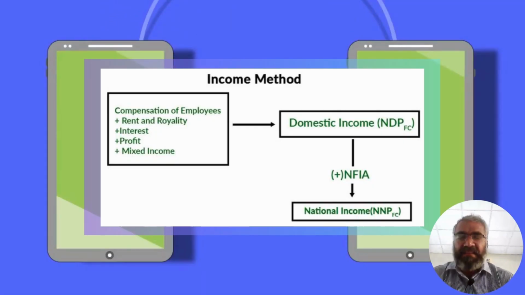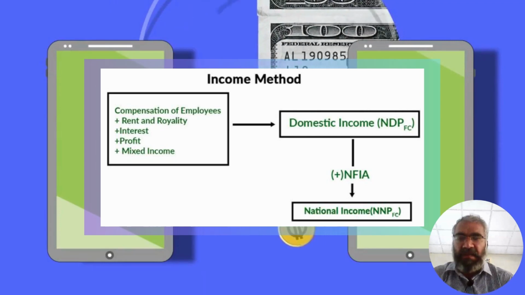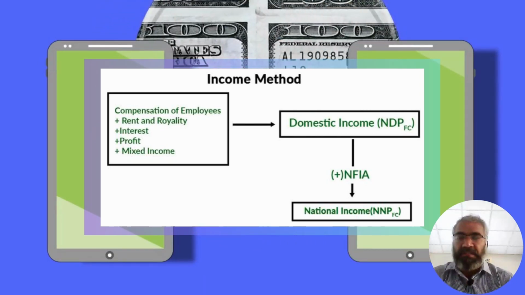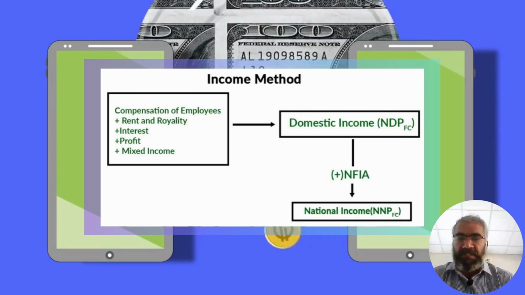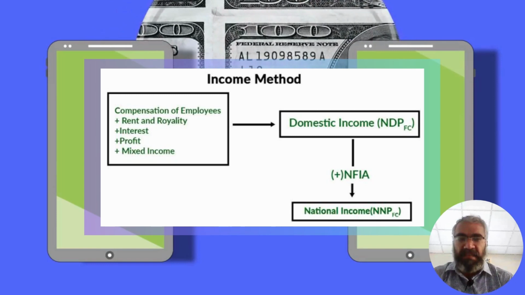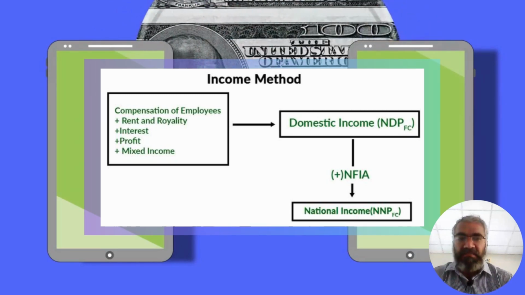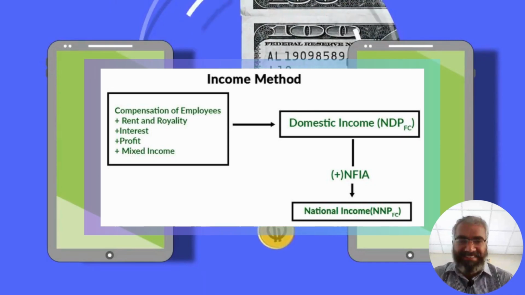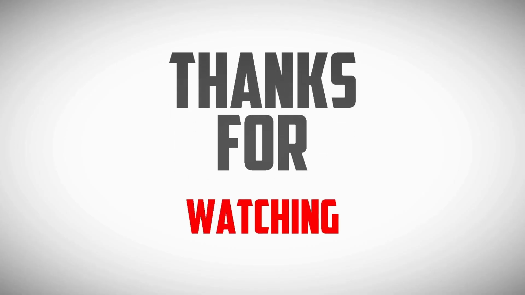And finally, the calculation by the income method formula: compensation of employees plus rent and royalty plus interest plus profit plus mixed income will give you domestic income NDPFC. Adding NFIA will give you national income NNPFC.